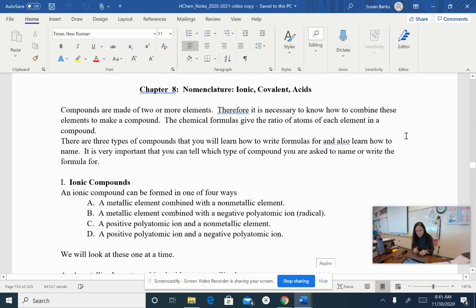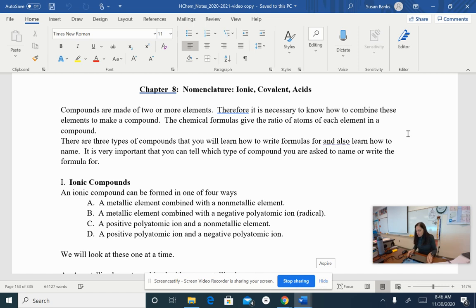It's chapter 8, nomenclature. Nomenclature is just a fancy word for saying how you name things. This is coming from when chemistry was mostly done in German. The verb to name in German is nomen. So nomenclature is how you name things. We're going to do ionic compounds today, and next time we're going to do covalent compounds and acids.